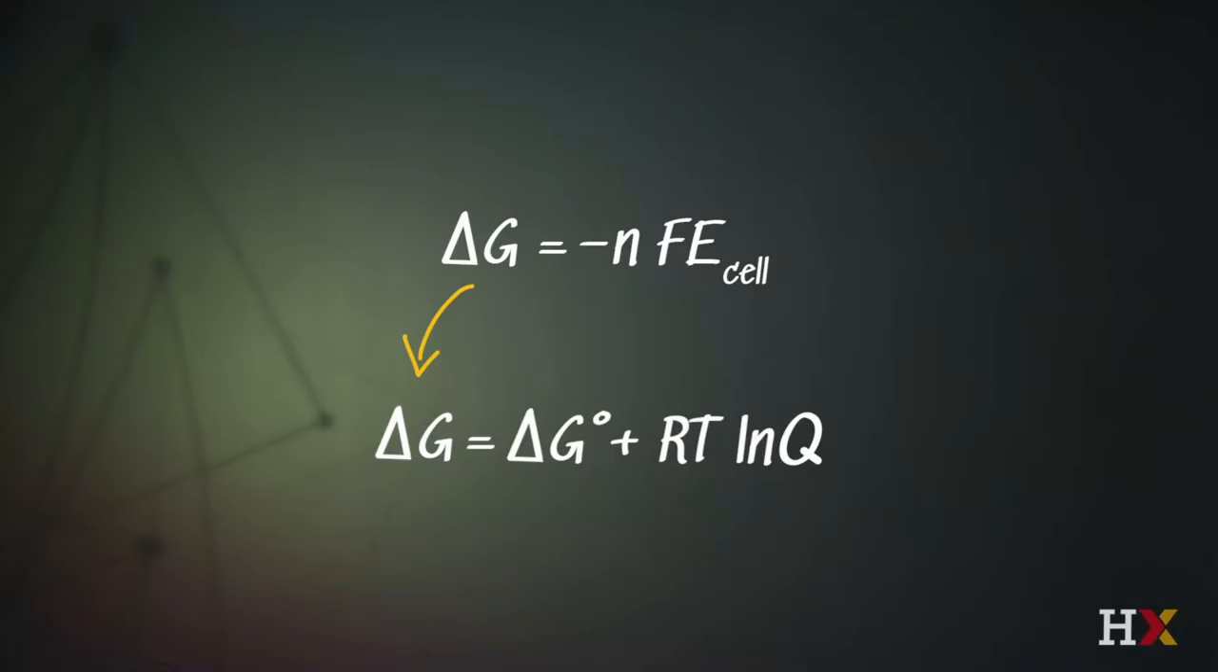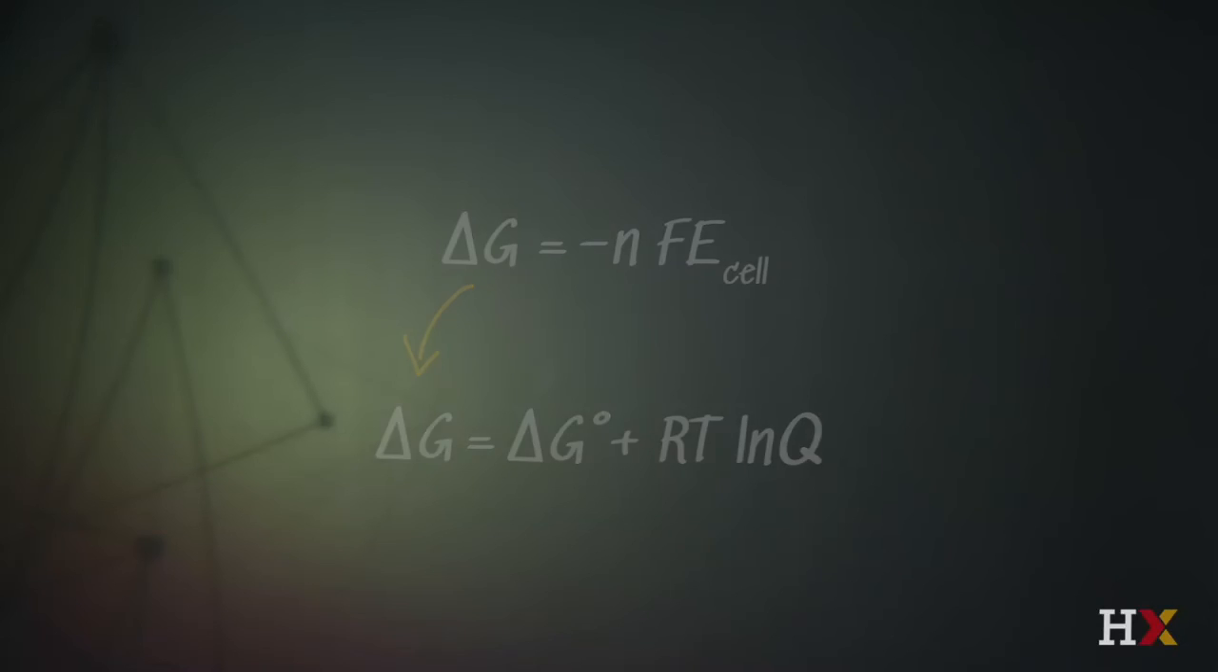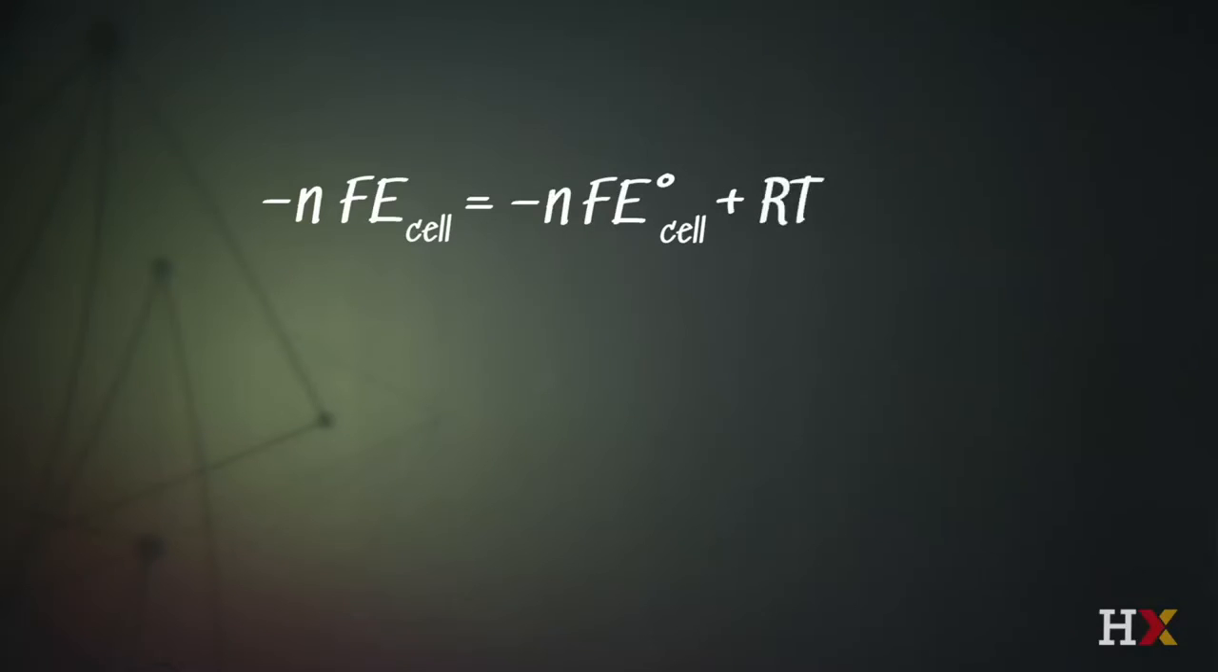So now we have this ability to substitute delta G into this equation, and that means that we can write out this expression under non-standard conditions in terms of the cell voltage. So I just simply substitute that in. That gives me minus the number of electrons times the Faraday constant times the cell voltage under non-standard conditions is equal to minus N times the Faraday constant times the cell voltage under standard conditions plus RT log Q.